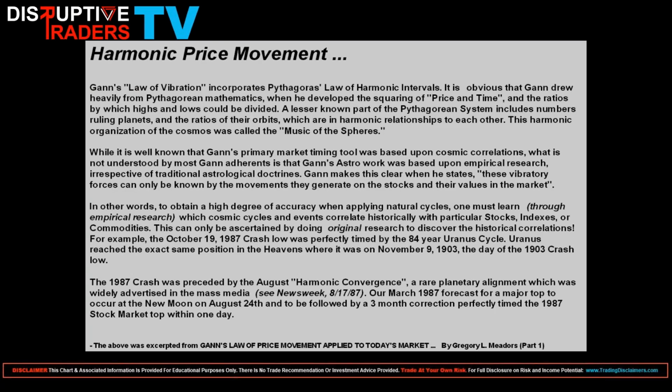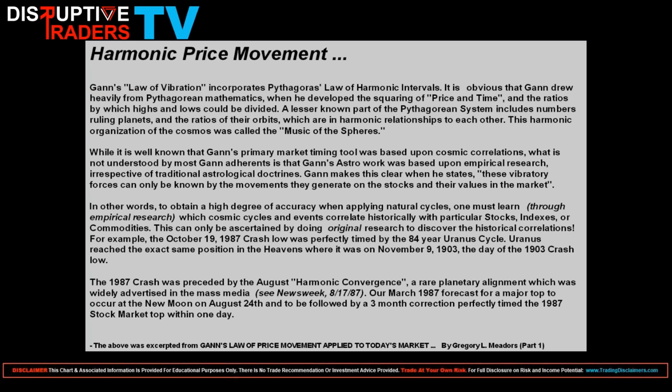Moving forward. Gahn's law of vibration incorporates Pythagorean's law of harmonic intervals. It is obvious that Gahn drew heavily from Pythagorean mathematics when he developed the squaring of price and time and the ratios by which highs and lows could be divided. A lesser known part of the Pythagorean system included numbers ruling planets and the ratios of their orbits, which are in harmonic relationship to each other. This harmonic organization of the cosmos was called music of the spheres.